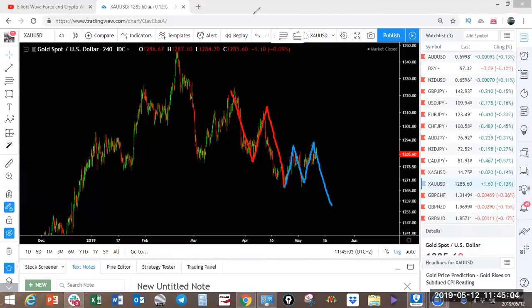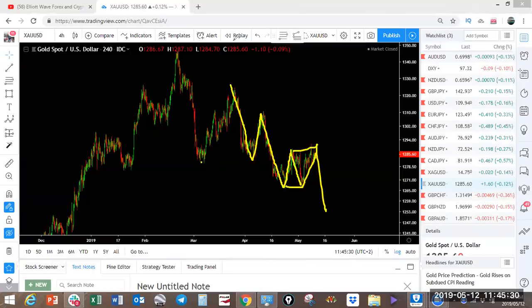Let me show you the initial setup here. The initial setup was this 1, 2, 3, 4, and a 5. But you don't get a truncation on an ending diagonal. Okay, you don't get truncation on an ending diagonal for us to call this a wave 5. So the structure here is changing slightly. So we have this as a 3-wave move. We've got this one as a corrective structure. For now, we'll look for this one to give one more down. Then we'll update the structure.